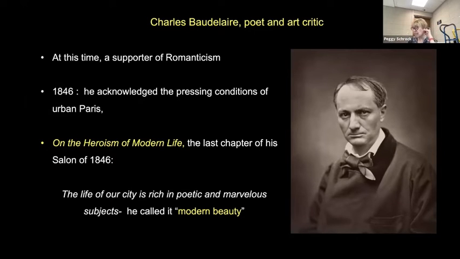We could talk a long time just on that title. You know, the whole idea that there's something heroic about merely existing in the modern world, that just living a modern life, you've got to be some kind of a hero. It implies the complexity of living in the modern world. And so even while he's defending the Romantics, even this early, he's talking about the city. One of the things he says is the life of our city is rich in poetic and marvelous subjects. He called it modern beauty.